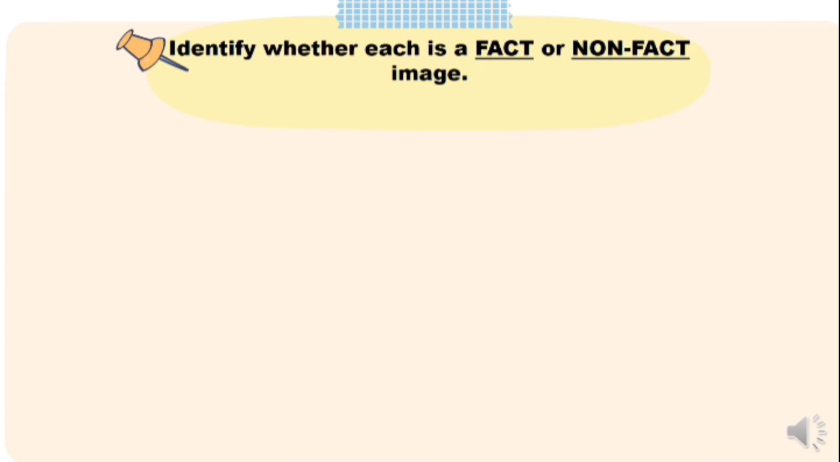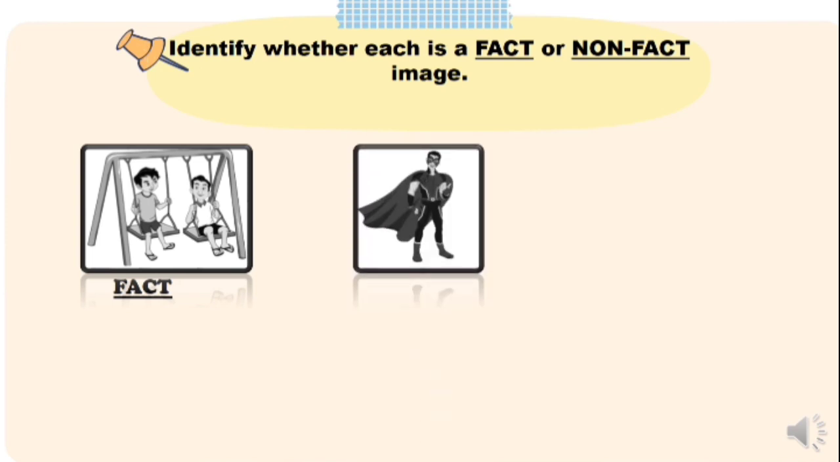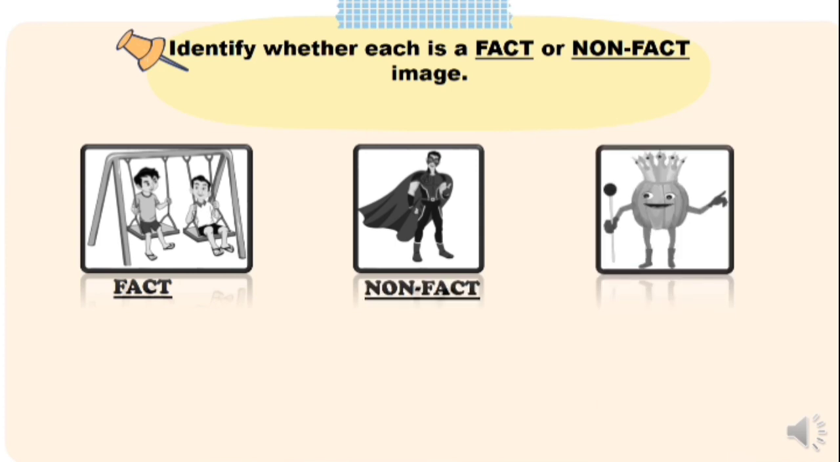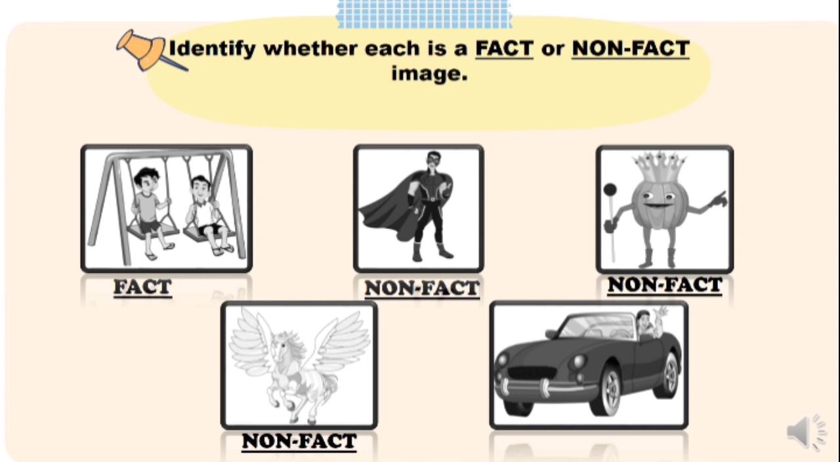Okay, number 1, mga batang nagswing. Okay, it is fact. Number 2, a superhero. It is, okay, very good, non-fact. Number 3, squash na may kamay paa. Is it fact or non-fact? Okay, it is non-fact. 4th, okay, the answer is non-fact. And 5th, the answer is fact. Okay, congratulations! Alam mo na ang pinagkaiba ng fact and non-fact images and make-believe or real images.